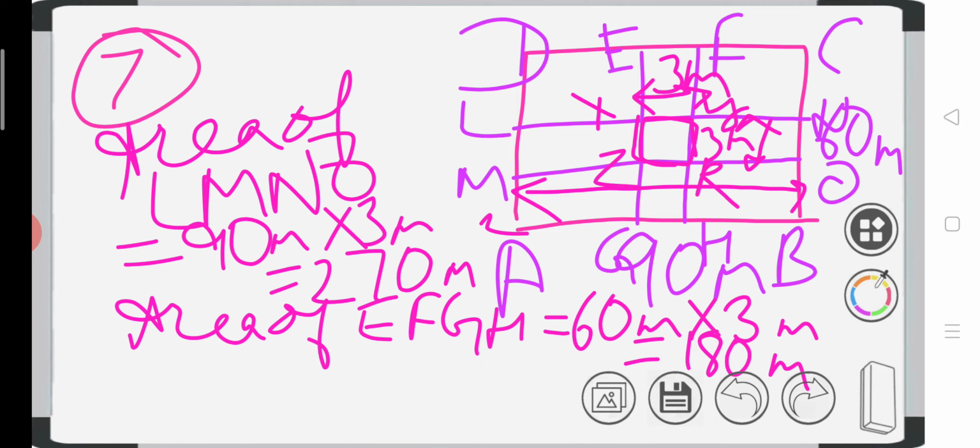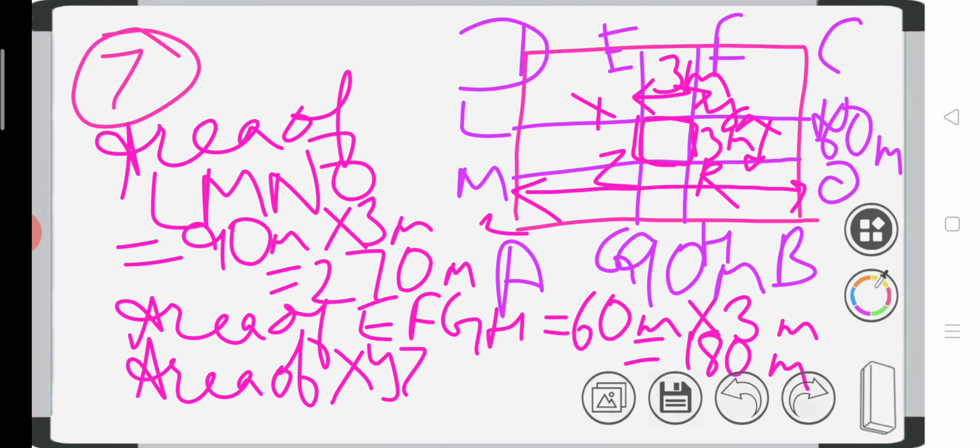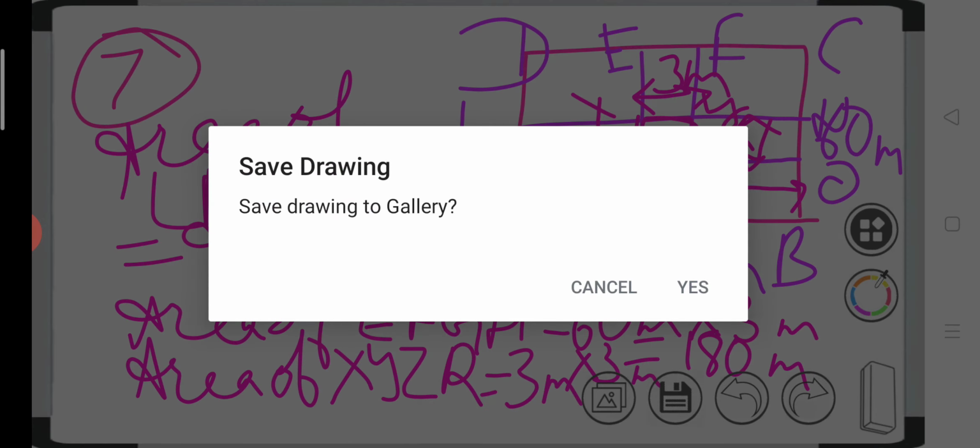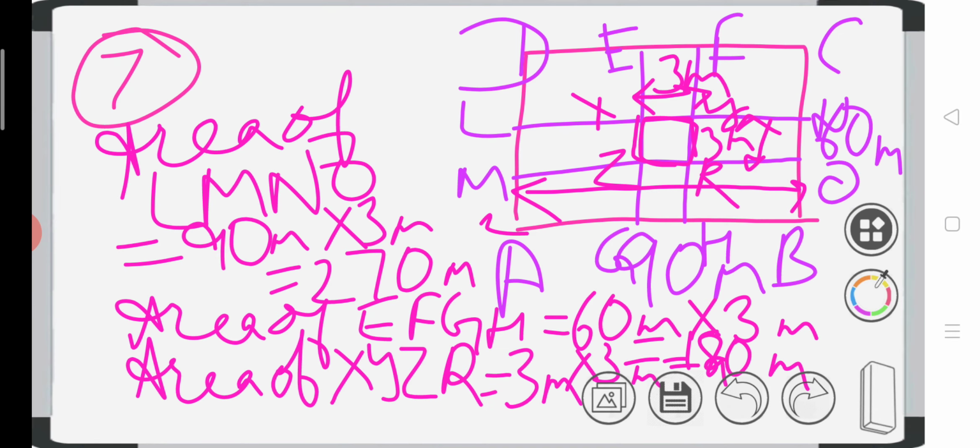So first of all we will add the area of both the roads and then we will subtract this area. So area of X, Y, Z, R. As it is in the shape of a square, so its area will be 3 meter into 3 meter, that is 9 meter square.